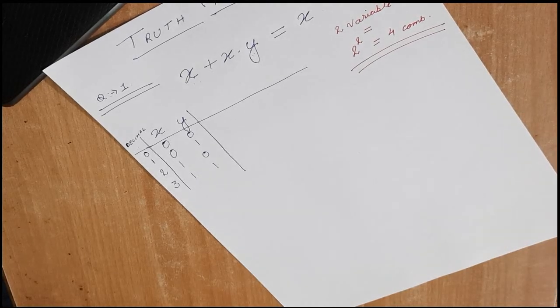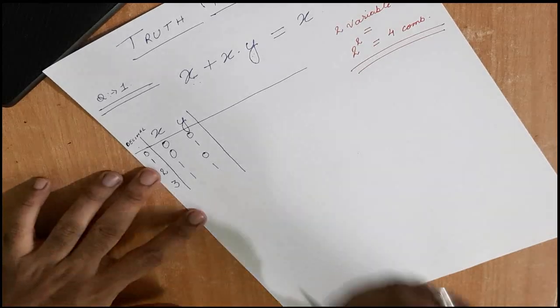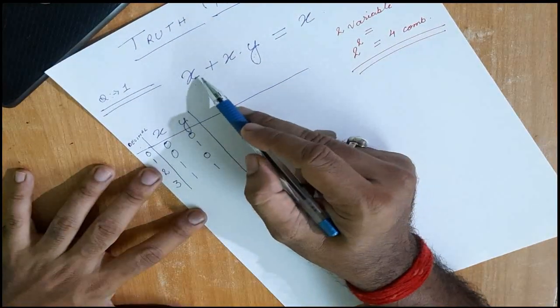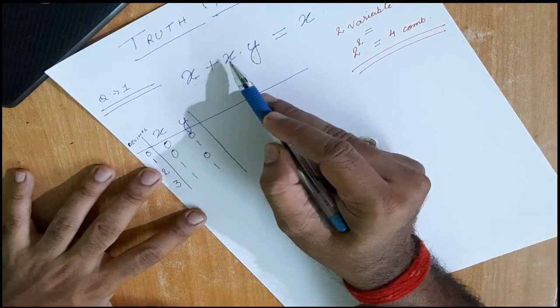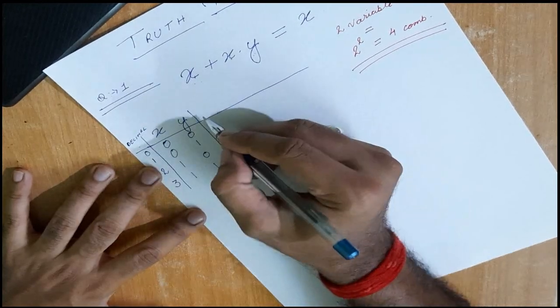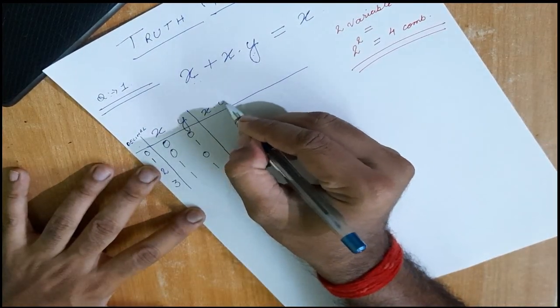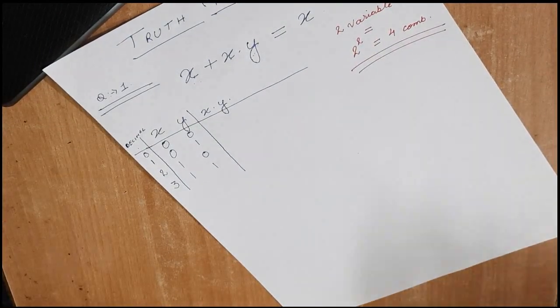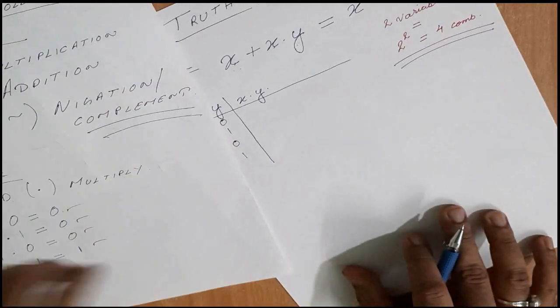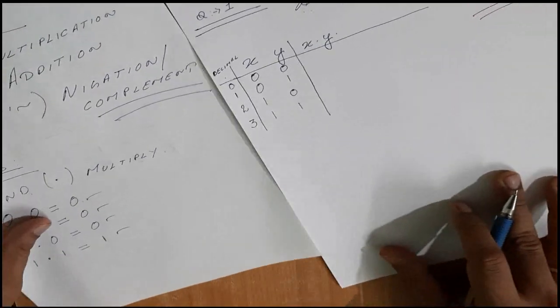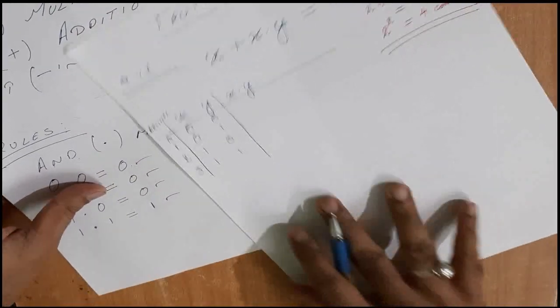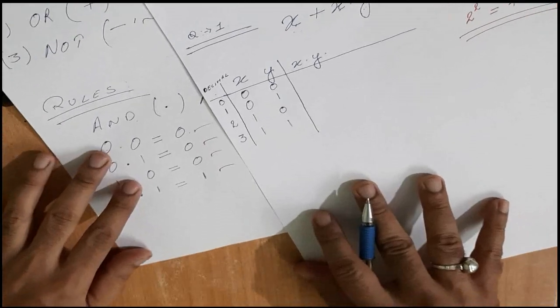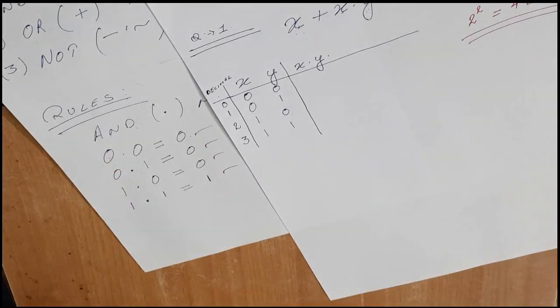Now, let's solve this. So for solving it, first we need to solve x dot y. Let's do this. X multiplied by y. I'll take the help of the table. Okay. Is it visible? Fine.